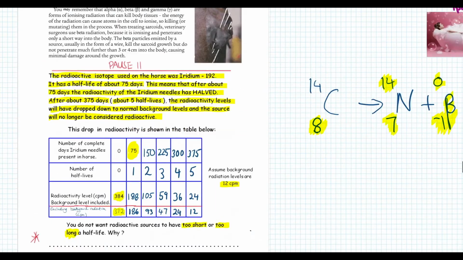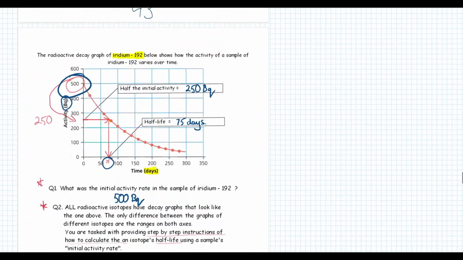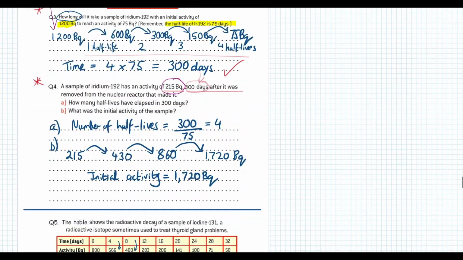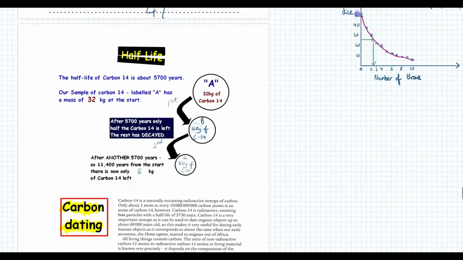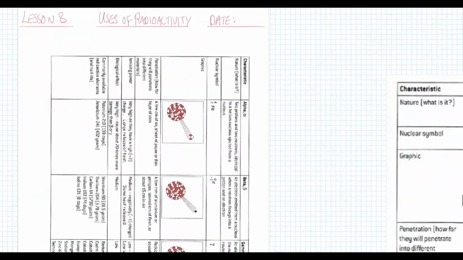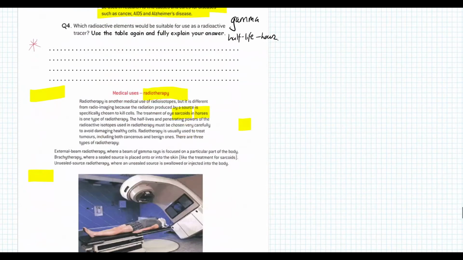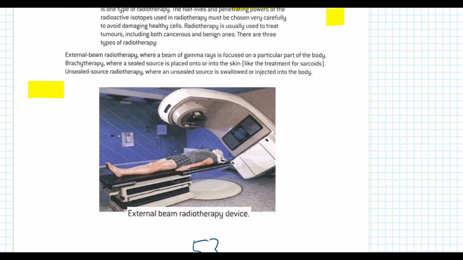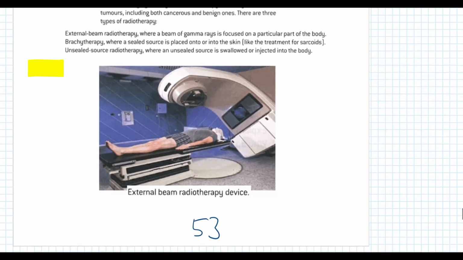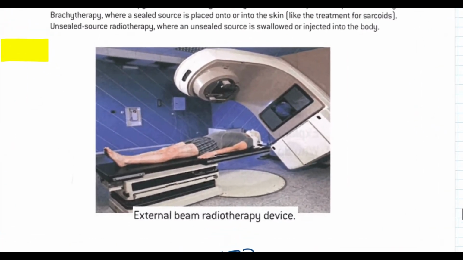So remember, radioactivity can be used for lots of useful purposes, not just treating humans, but in that case treating animals as well. If we go back now to where we were, radiotherapy, here we go, and you've read that page, and then you can see this is external beam radiotherapy device.